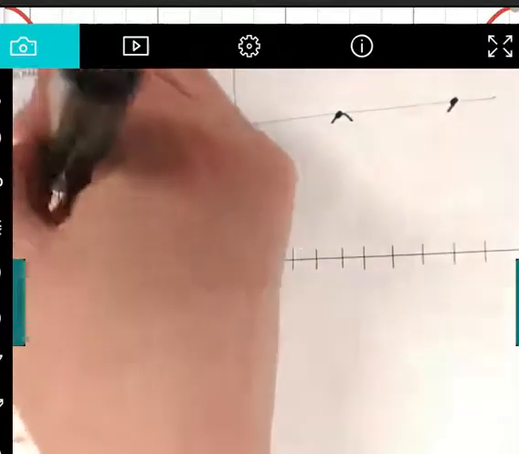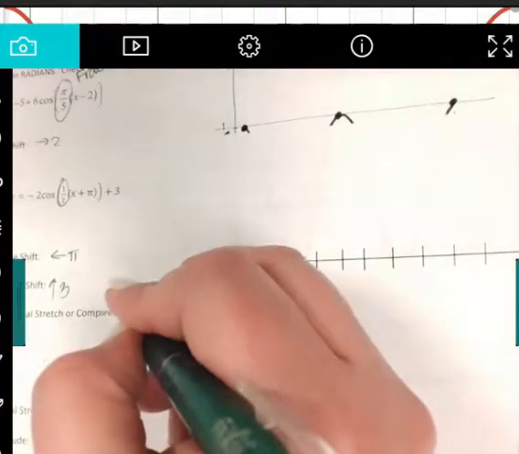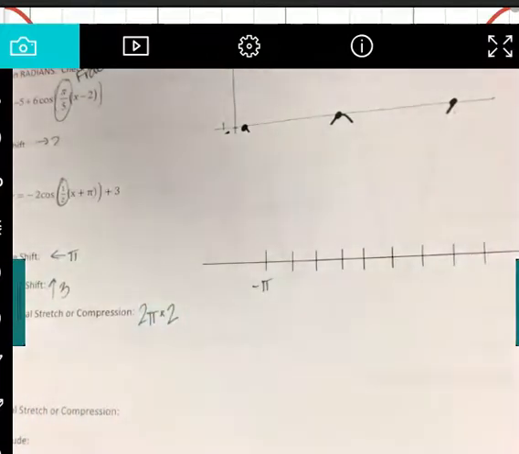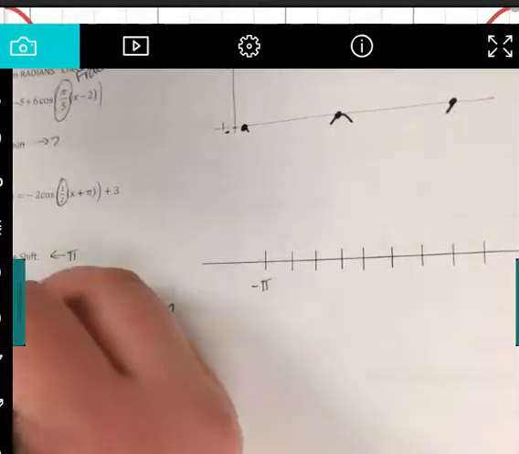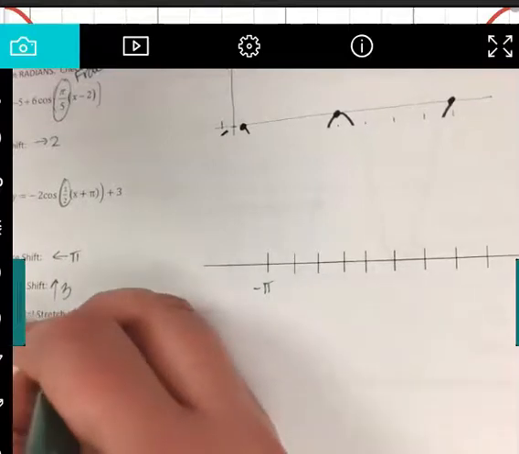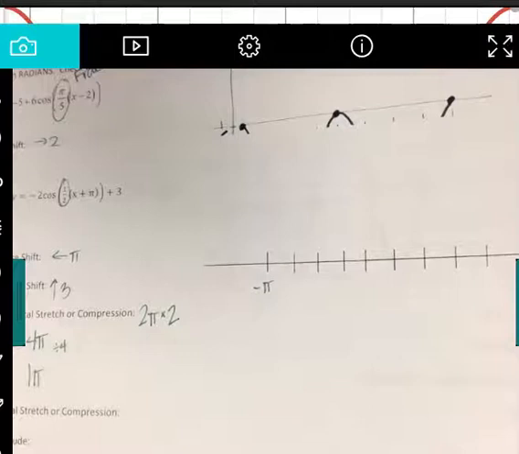Then in the middle, I see a half. That means I'm really multiplying by what? 2 pi times 2. Okay? So 2 pi times 2 means a full period is 4 pi. But then I divide that into 4 equal steps. 1 pi.